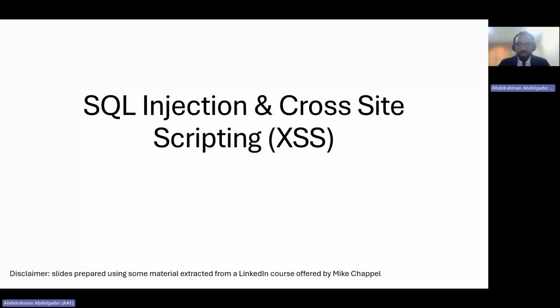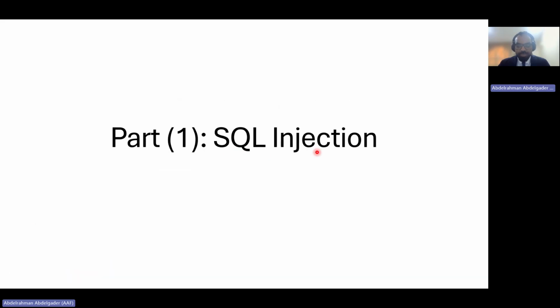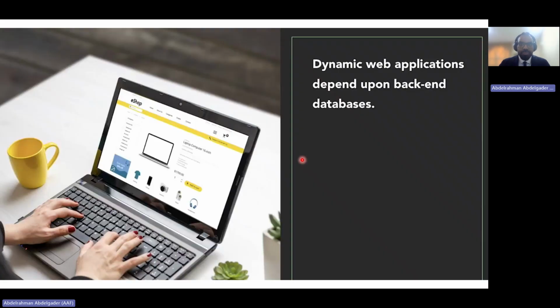That are commonly targeting web applications: SQL injection and cross-site scripting, or XSS. Let's start by trying to explain the first attack, SQL injection.